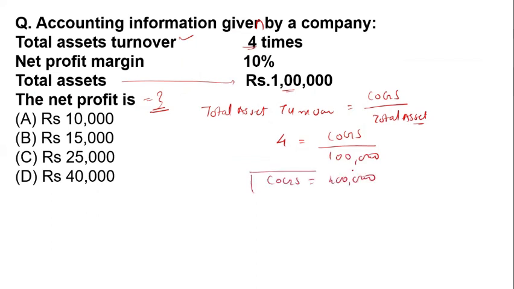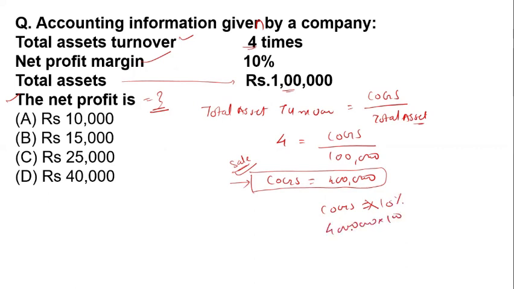The 4 lakh is our cost of goods sold, and for calculating the net profit, the cost of goods sold or the sales play a vital role. So how do we calculate net profit? Whatever the sale you have, just multiply it with the net profit margin, that is 10%. So 10% of the 4 lakh is 40,000. So option number D is the right answer. That is, 40,000 is the right answer for this question.